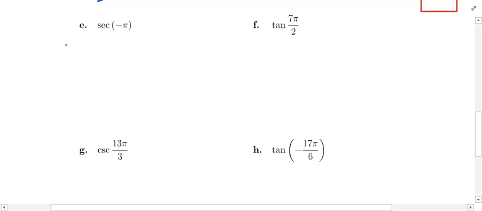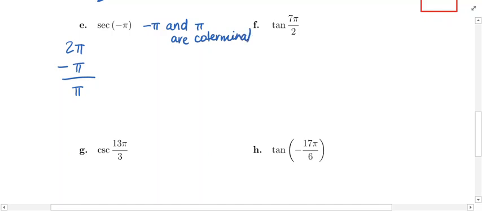We're just doing radians instead of degrees here. So the full circle is 2 pi radians. We're going to subtract out pi. We're doing the minus pi because that's the angle here. If you have 2 pi's and you take away 1 pi, you're going to be left with positive pi. So what we're going to see is that negative pi and positive pi are coterminal. Remember, pi radians is 180 degrees.